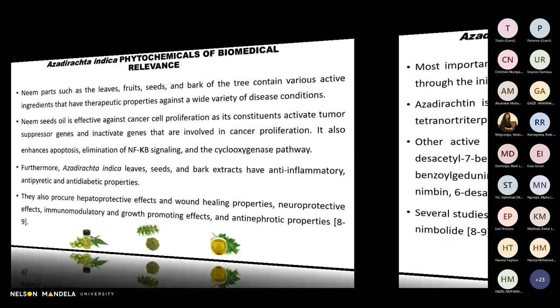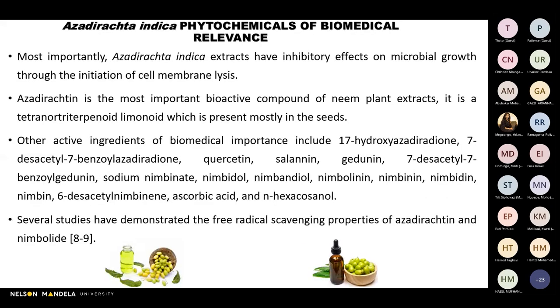Most importantly, Azadirachta indica extracts have inhibitory effects on microbial growth through the initiation of cell membrane lysis. And azadirachtin is the most important biotic compound of neem plant extract. It is a tetranortriterpenoid limonoid, which is present mostly in the seeds. And besides azadirachtin, you also have other active ingredients that have relevant biomedical activities, like 17-hydroxyazadiradione, salannin, gedunin, quercetin, nimbidiol, nimbanol, and so on and so forth. Several studies have demonstrated the free radical scavenging properties of most of these biotic compounds.